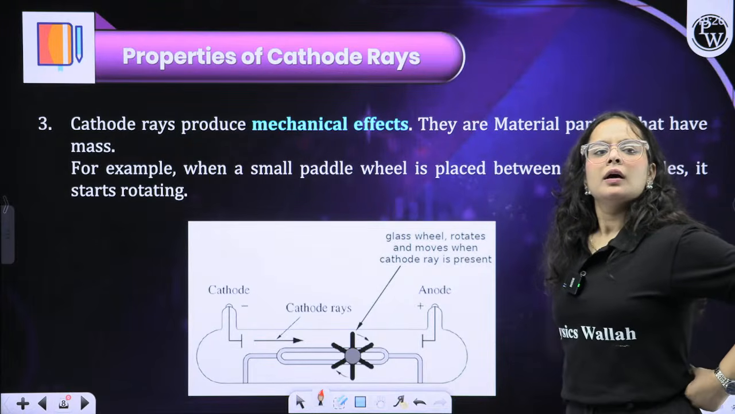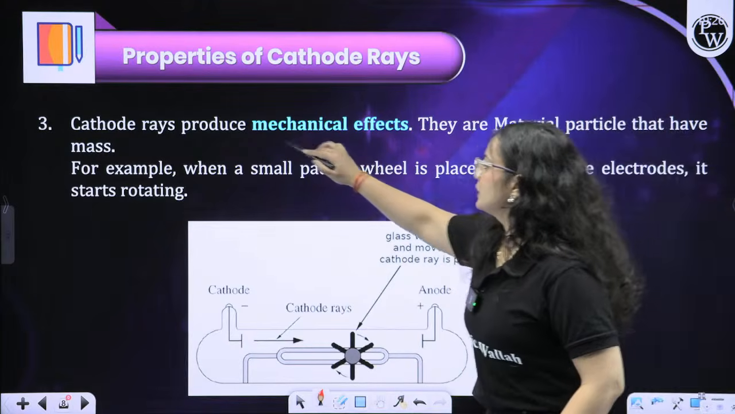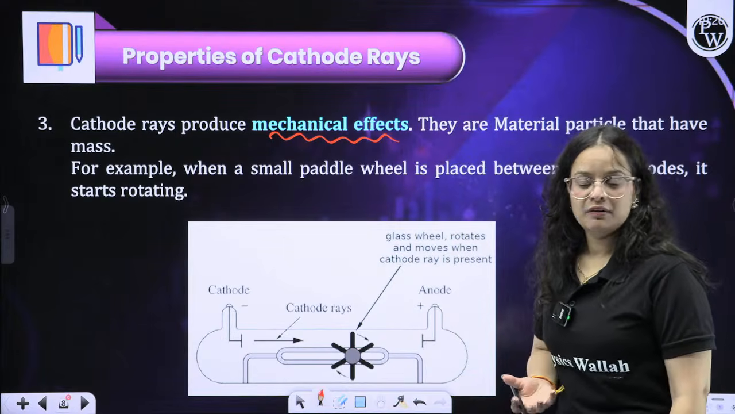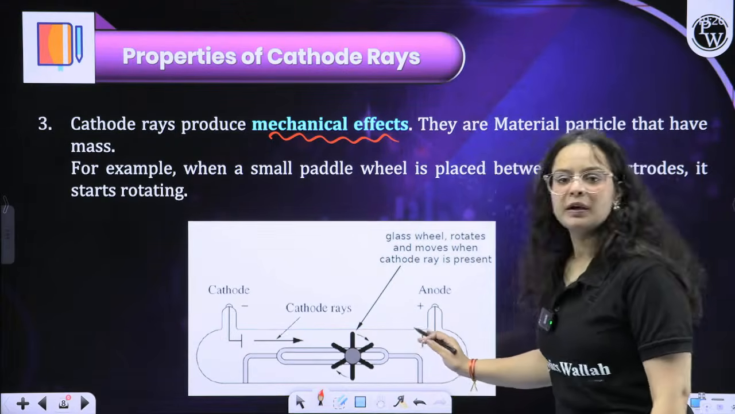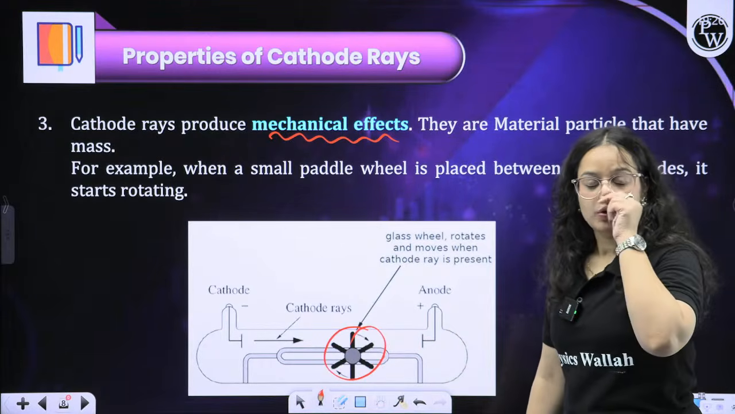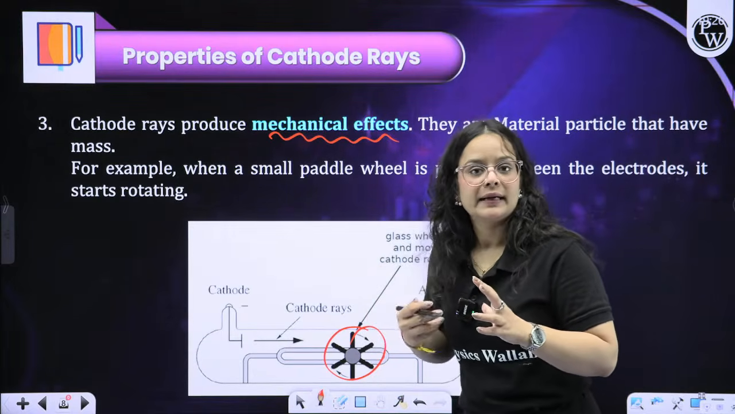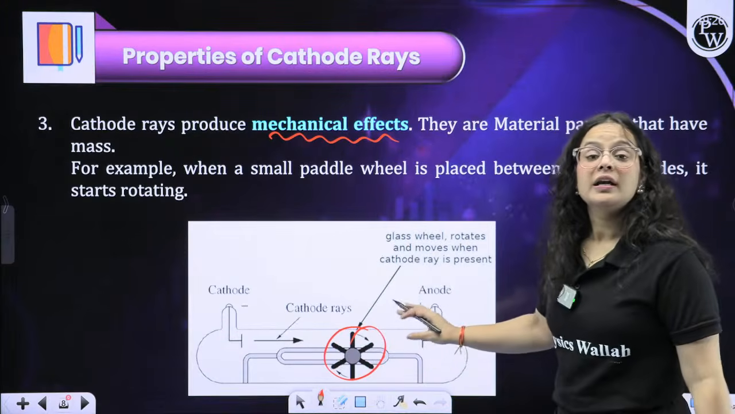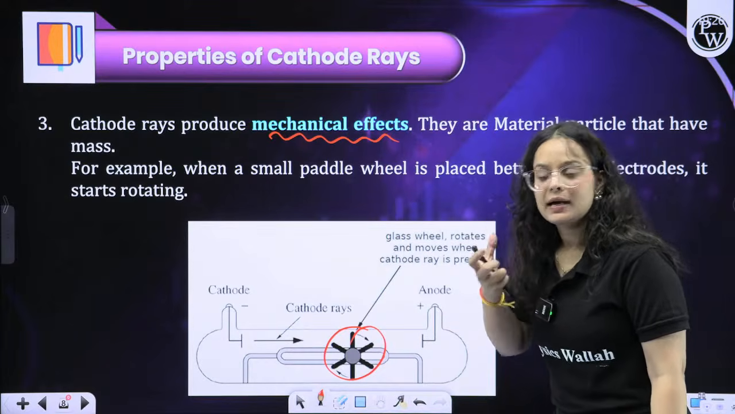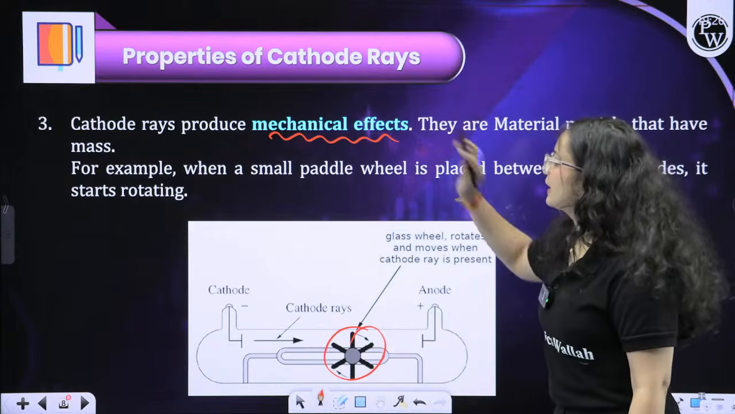Okay, hello, welcome, beta. Then moving on to the third point, that they produce a mechanical effect. What is the experiment that proves the mechanical effect? On the path of the rays, a wheel is placed. That wheel will automatically rotate, right? This is the indication that some mechanical effect is there with the cathode rays. They carry some mass, due to which when they travel, they make the wheel rotate. This is the mechanical effect production.